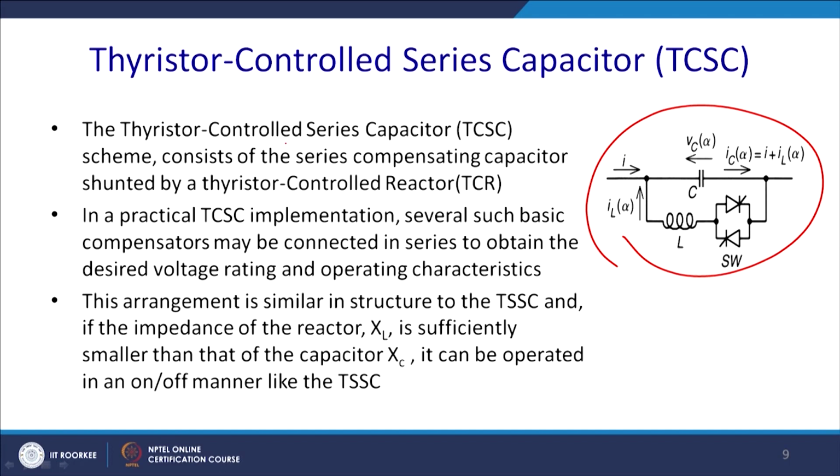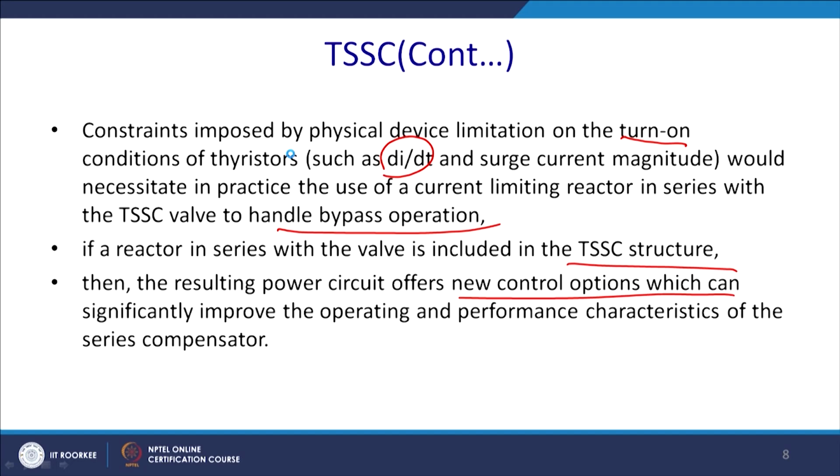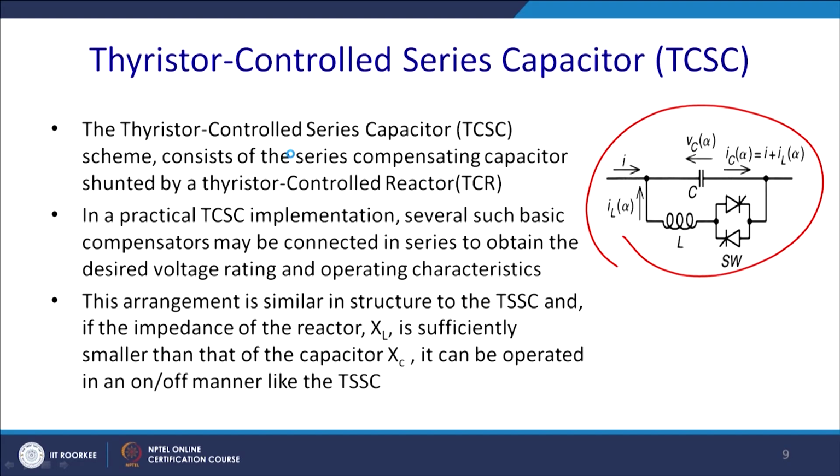So, for this reason, this becomes the actual circuit. Mainly this purpose is to limit the di/dt across this thyristor. This is the thyristor controlled series capacitor. So, it is an improved version of the previous version of TSSC. The thyristor controlled series capacitor TCSC scheme consists of the series compensating capacitor shunted by the thyristor controlled reactor. So, you will have an inductor here.